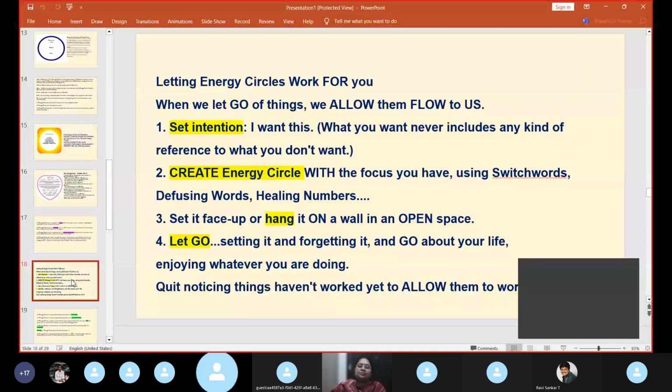Now, how do we make it work? We do not make it work. We set the intention that I want this thing to be happening in my life, and we are the requester, so we set the intention and create the energy circle. If we have a focus, we add that focus in this energy circle, and we set it up, we hang it on a wall or stick it on a surface. After that, just forget it. Let go. That is the most important part. If you are completely ruminating over the issue, I have made the EC, will it work?